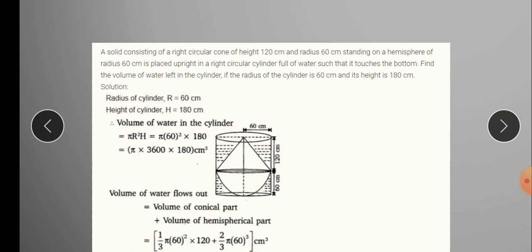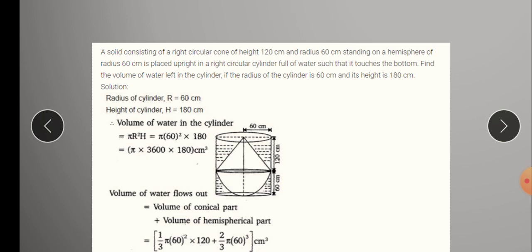When you put a stone in a bucket full of water, the water overflows because of the weight. Here, when you put this cone and hemisphere solid figure in the cylinder of water, it will overflow outside. This is called displacement. Find the volume of water left in the cylinder if the radius of the cylinder is 60 and the height is 180.